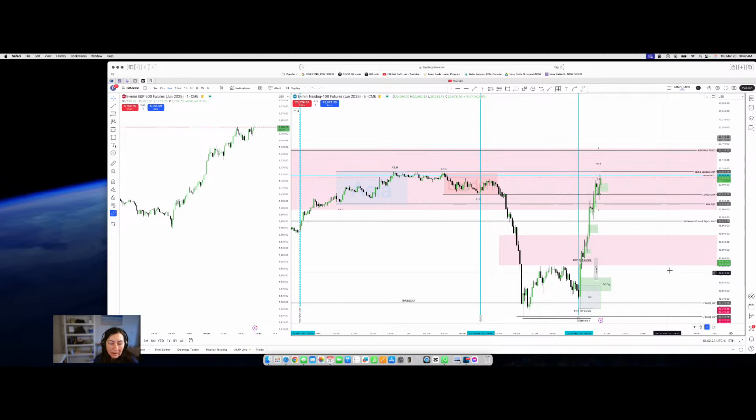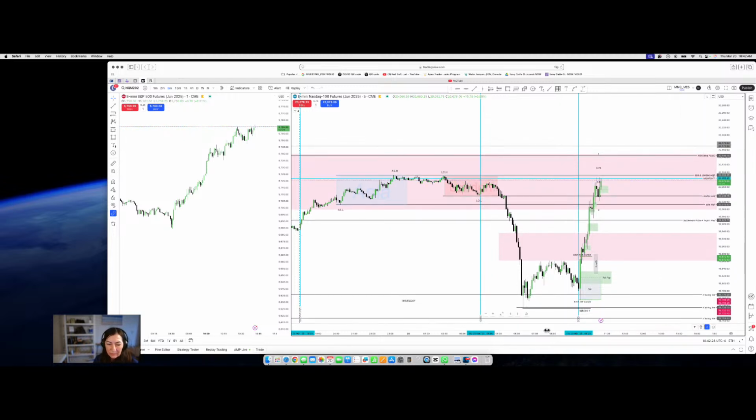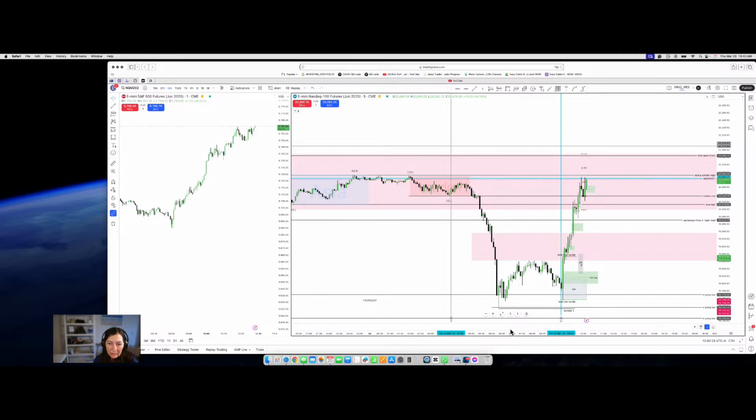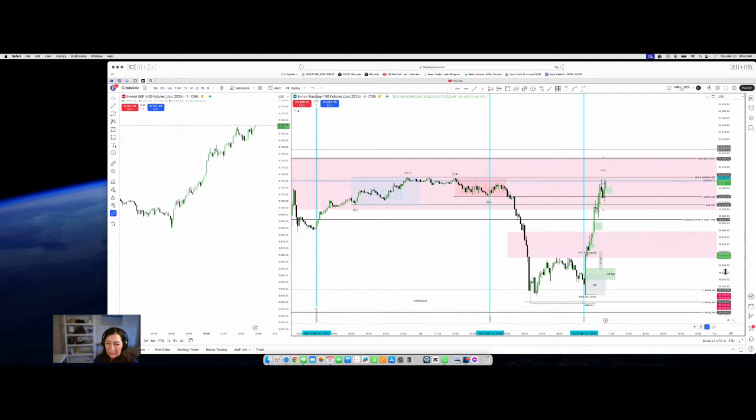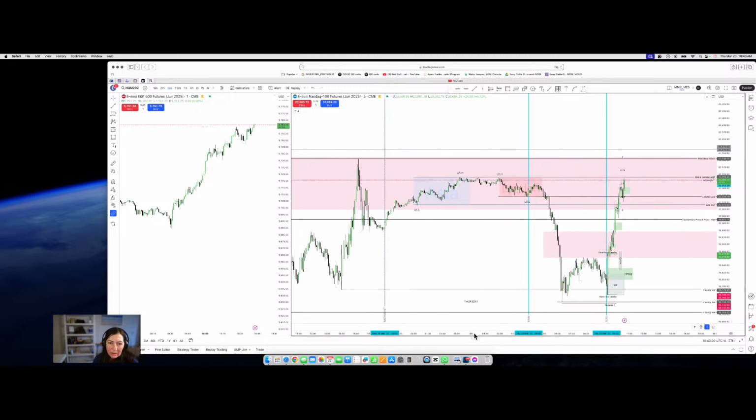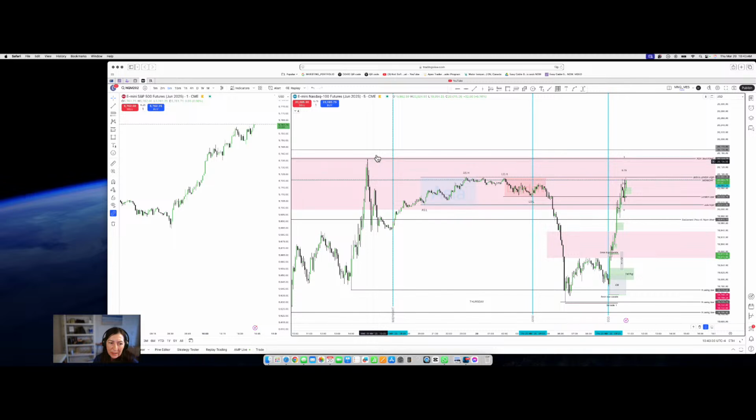ES is in sync with NQ. Let's see if we get a sweep here. If that gives us a sweep and a potential reversal, or if price wants to continue and grab this liquidity while we're up here.